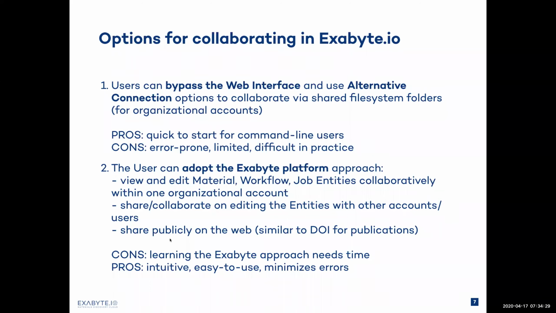And the third option is to share entities publicly on the web. This is similar to the digital object identifier for publications. We have specific URLs for each entity, material, workflow, and job. And these are permanent, so users can relate to them and cite them. Again, this requires learning our approach, the platform approach, but it is intuitive, easy to use, and minimizes errors.